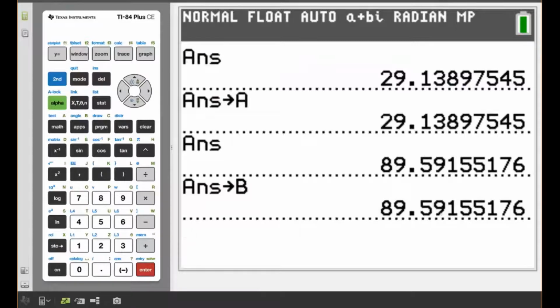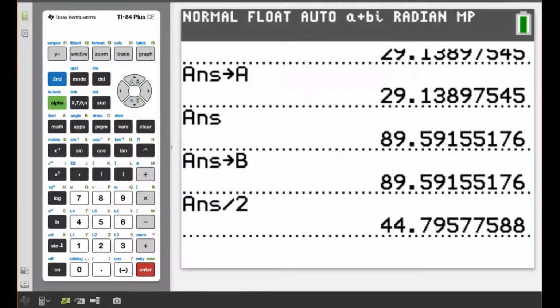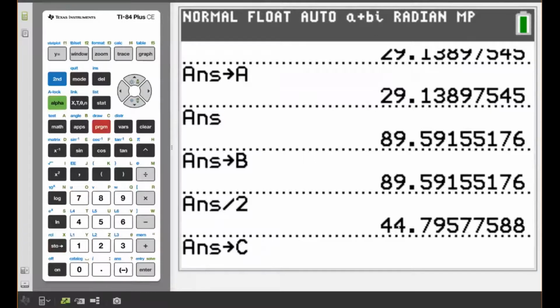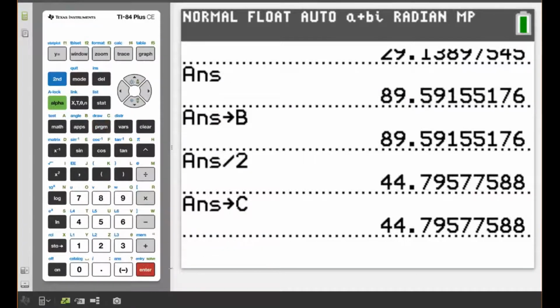Okay, from here, we're actually wanting to find what half the area is. So I'm going to divide that by 2. And I'm going to store a third variable, C. Store that value. Enter.